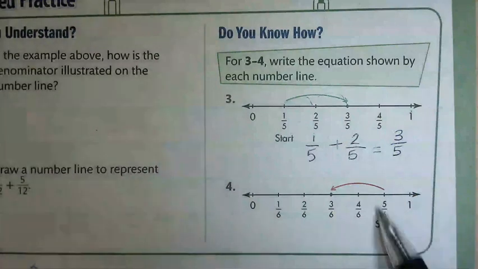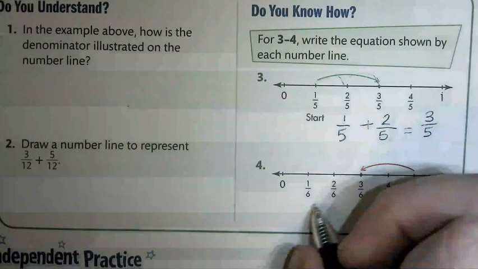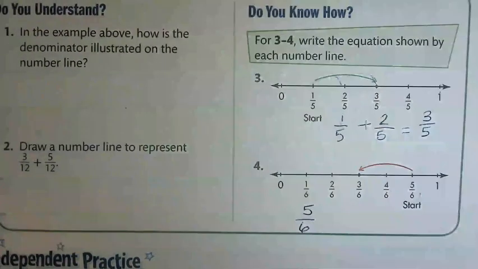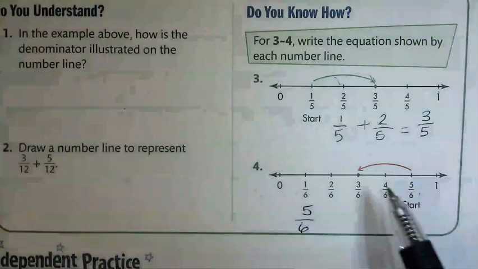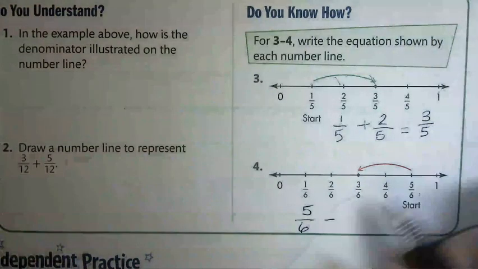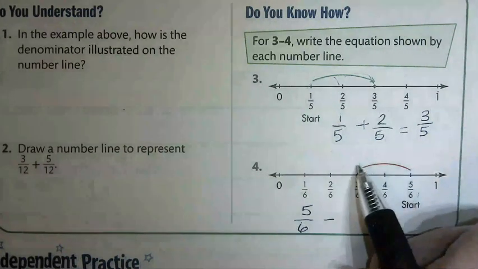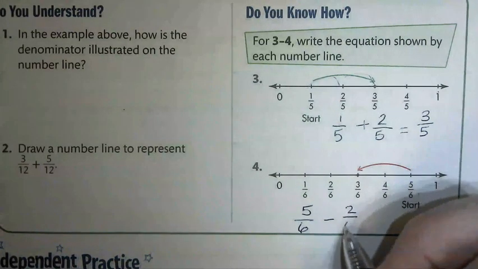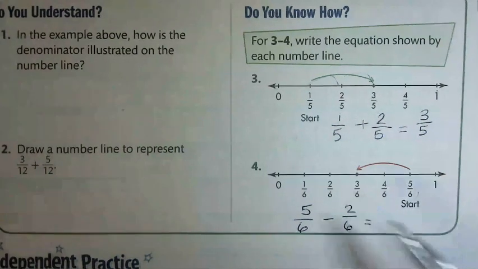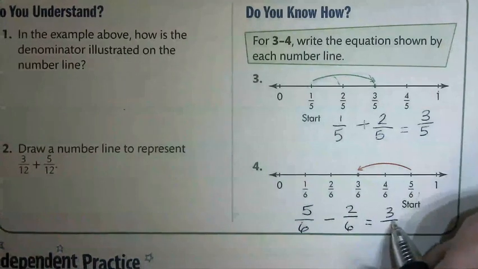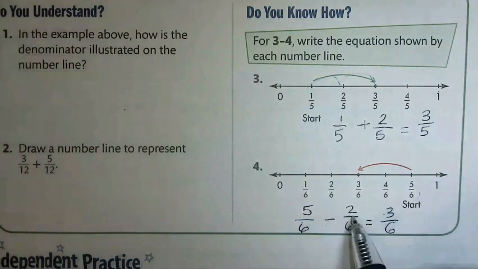For number 4, it says that we're starting at 5/6 and then we're going backwards. Well, let's write our equation. So I've got 5/6. And if I'm going to the left, is this plus or minus? Well, it's getting smaller, so that means it's going to be minus. So 5/6 minus, and how many did I jump back? 1, 2, 2/6. Where did we end up? Well, we ended up at 3/6, which makes sense because 5 minus 2 equals 3, and our 6 stays the same.